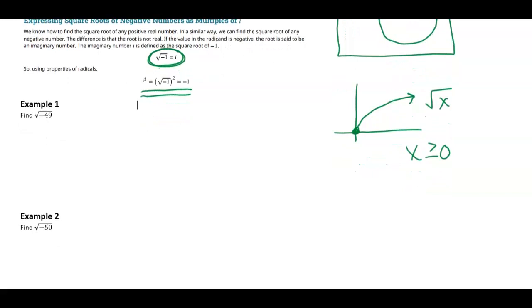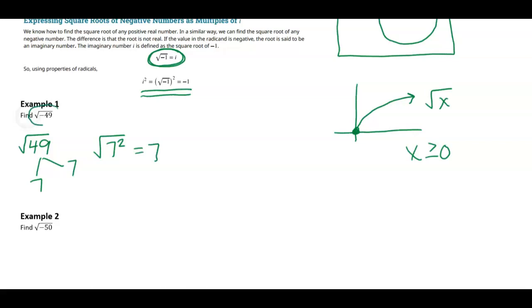So if I needed to find the square root of +49, I should be able to note that 49 is a perfect square of 7 times 7. So I could say that the square root of 49 is the same as the square root of 7 squared. Square roots and squaring are inverse operations, and so these would essentially cancel and I would get 7.